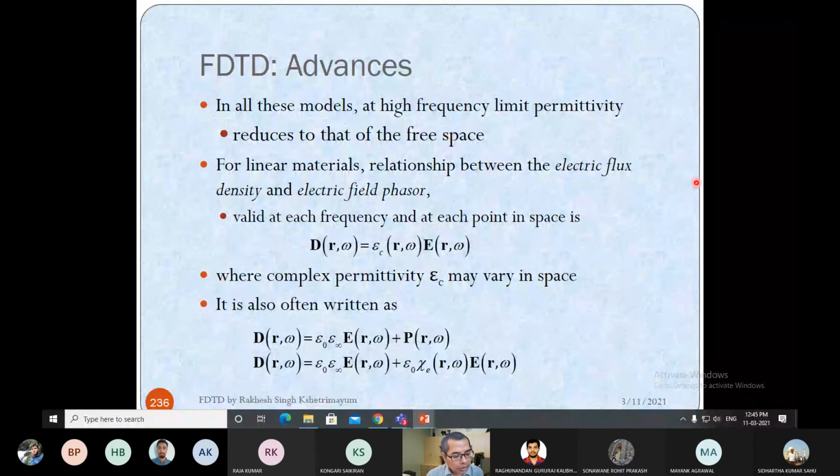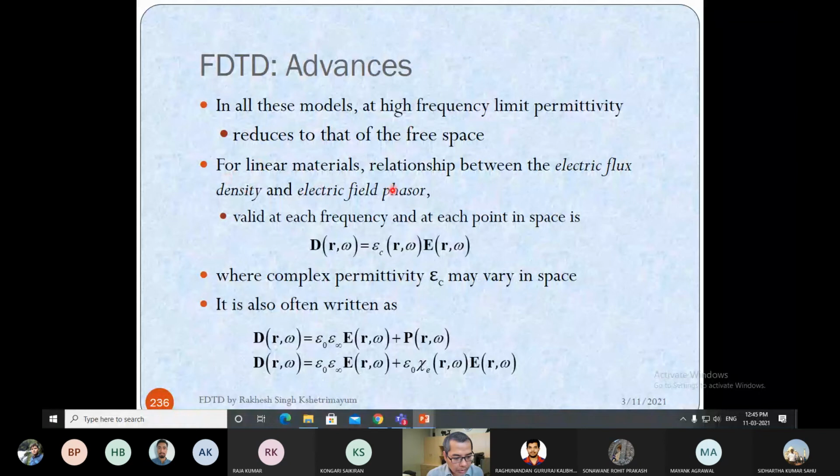So that is one point you can keep in mind, but usually that is true for the naturally occurring materials. But if you are doing FDTD simulation, you can take any value. So that's why we actually write it as epsilon infinity. Later on, we'll discuss that.